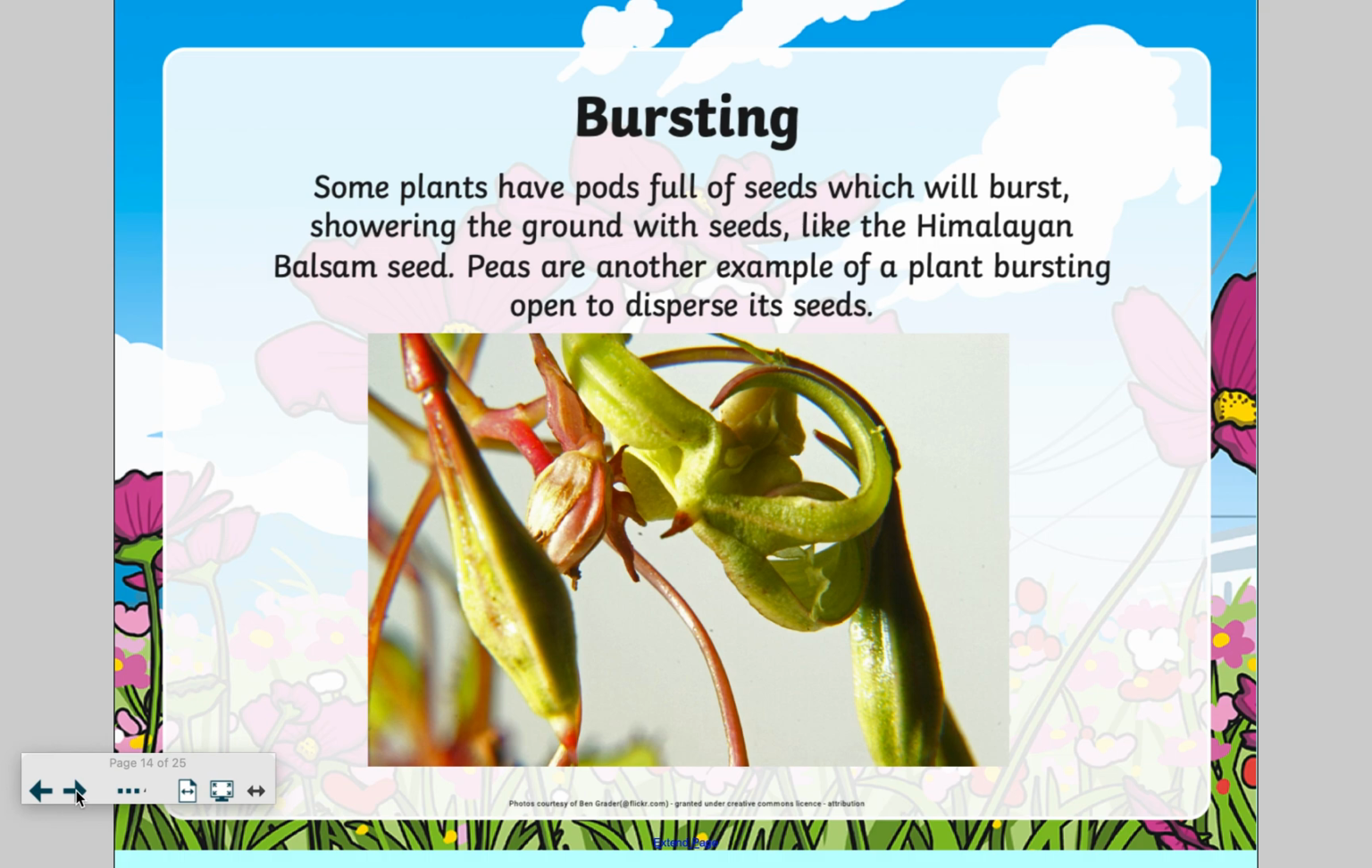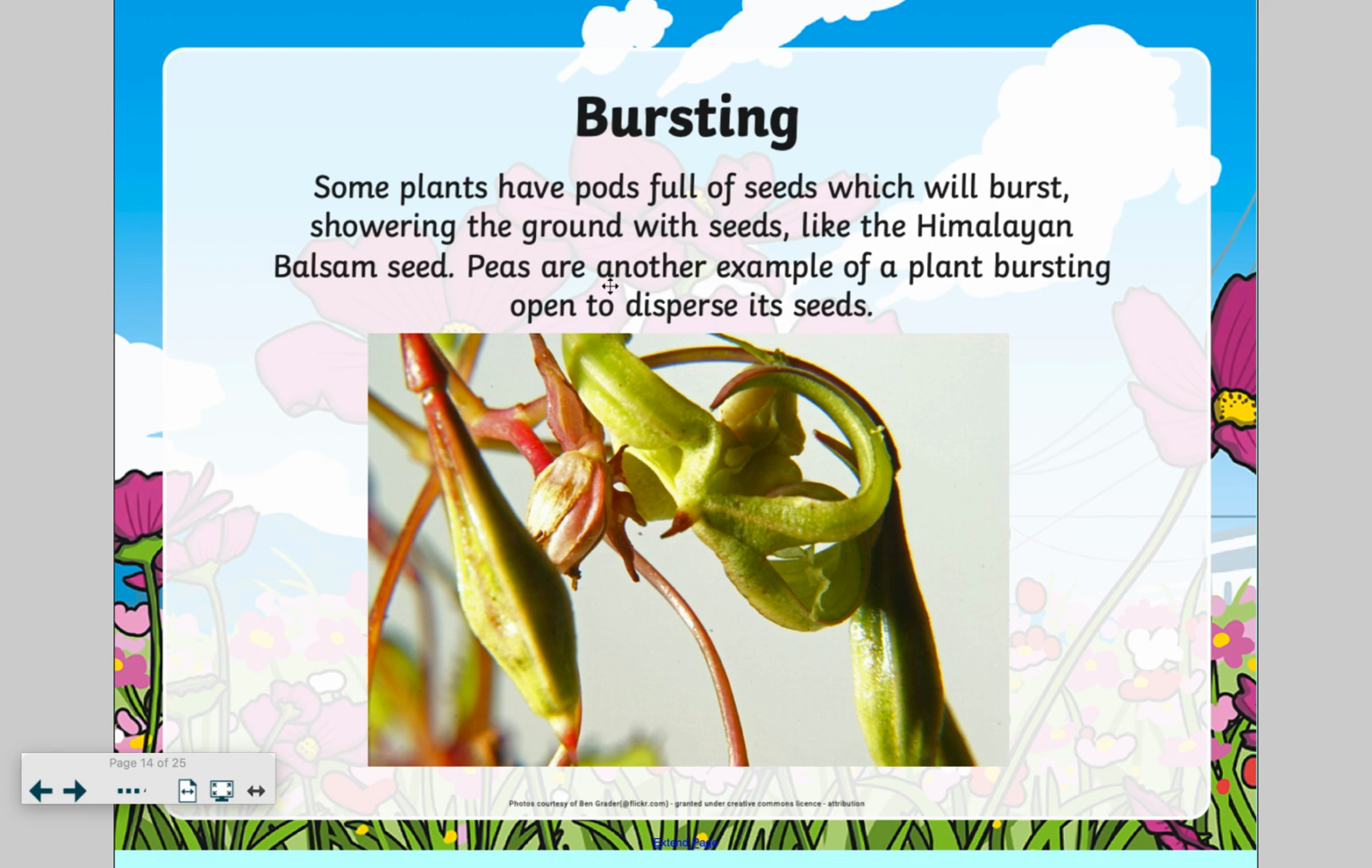Bursting. Some plants have pods that are full of seeds, and then like a little bomb, it just goes off, it bursts, and the seeds are then showered around the ground, sort of away from it. And in this case, this example is a Himalayan balsam seed.